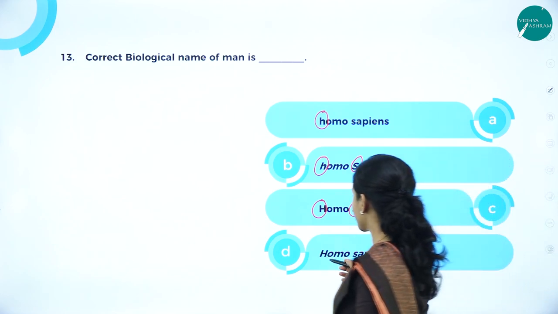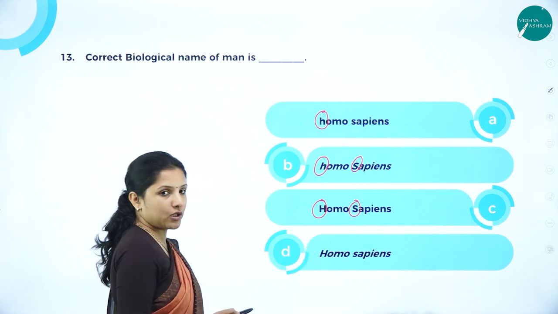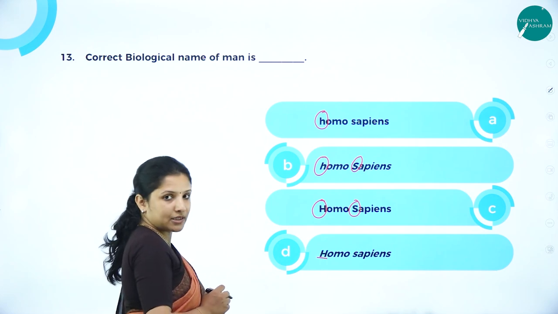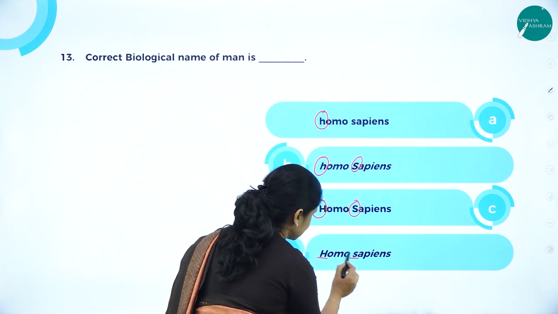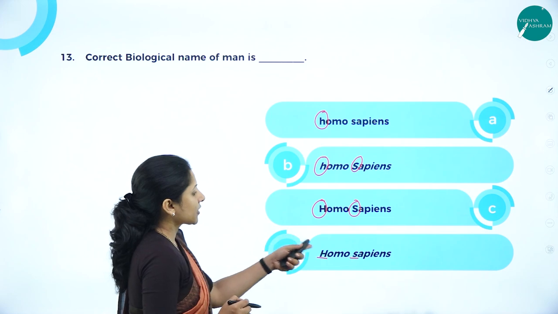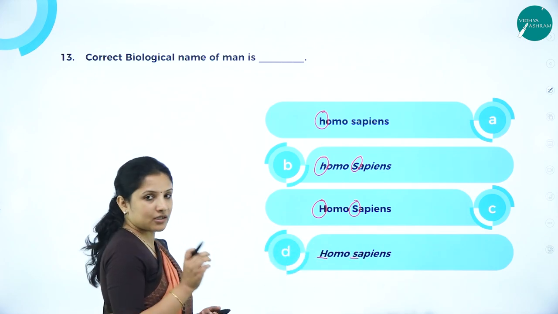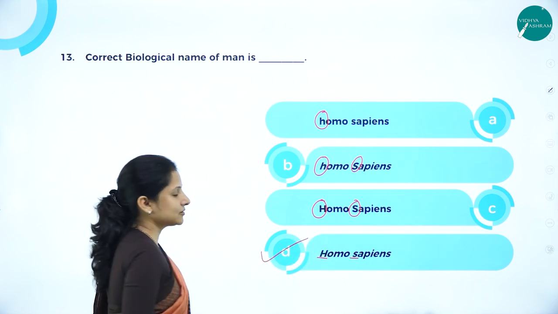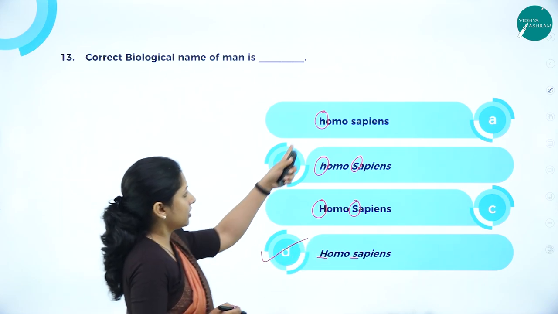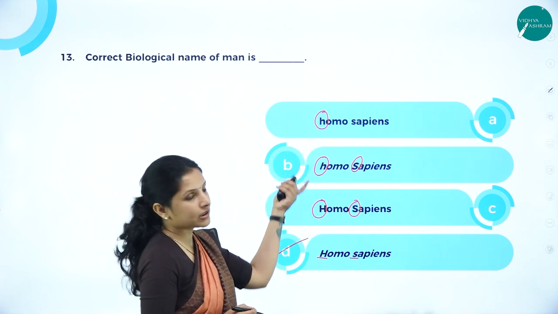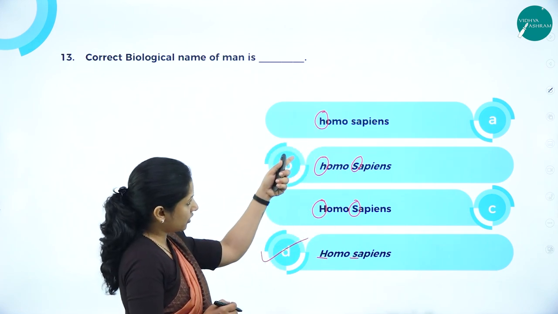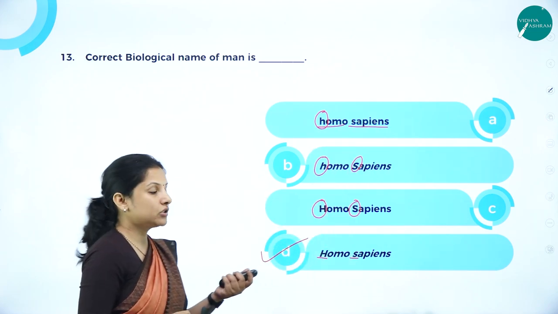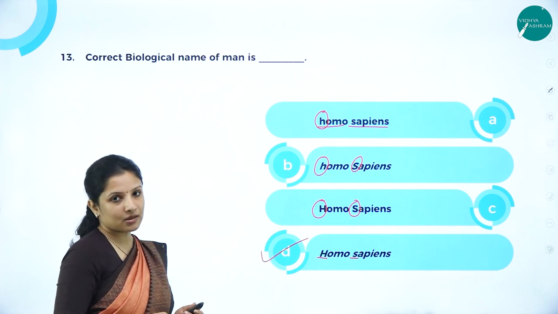Next, talking about option D, this is the right one. Why? Because you can see here, the genus starts with a capital letter, the specific epithet starts with a small letter, and they are written separately with a gap in between, and everything is correct here. It is in italics. Option A and option C are not in italics, right? Or if it was not in italics, underlining should have been there, but that is also not there. So, it is wrong. Therefore, option D is the correct option.